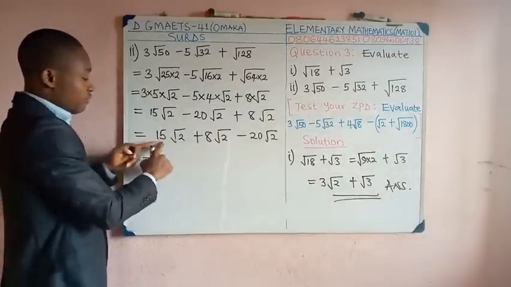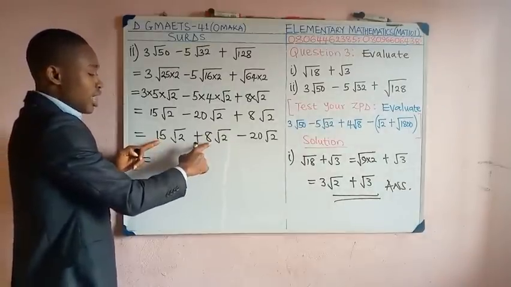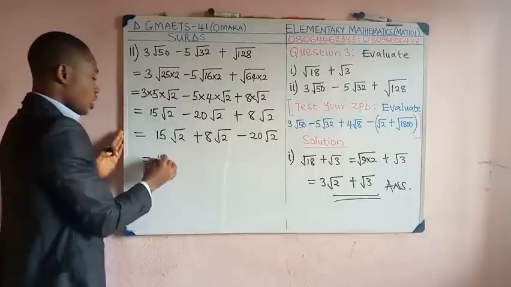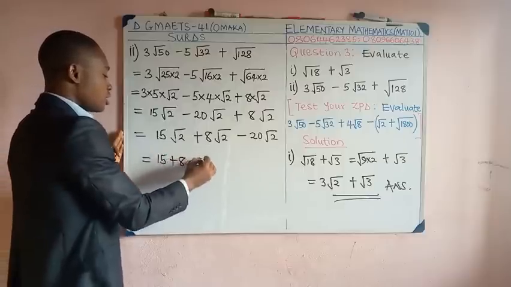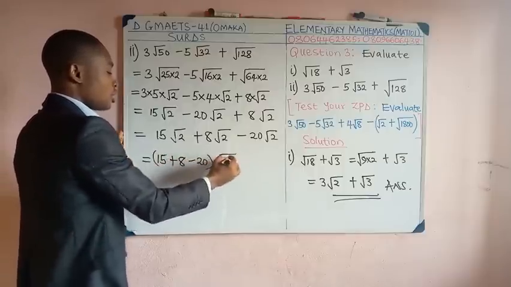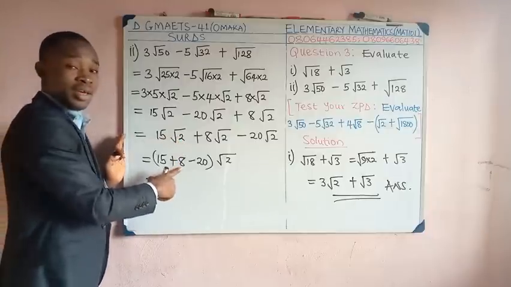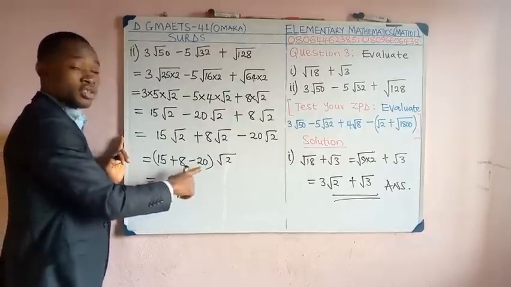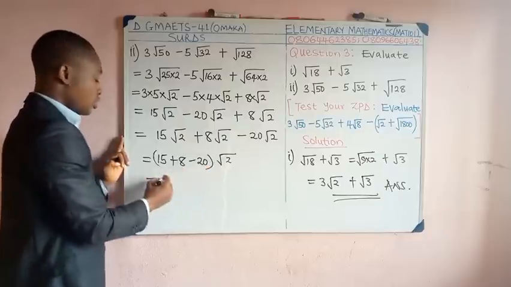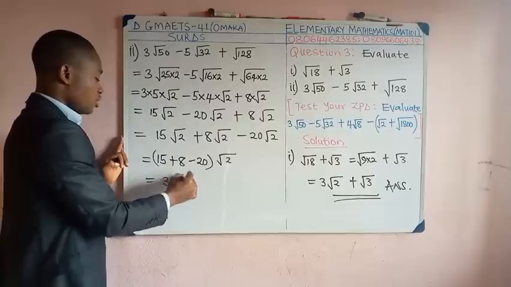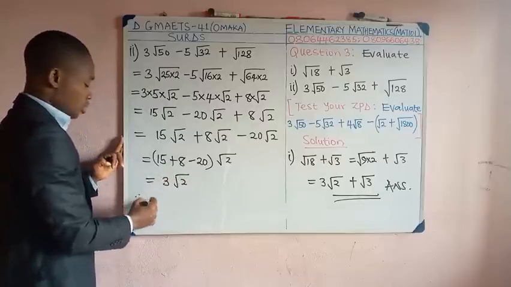We can work out this 15 plus this 8, then minus 20. That's what we're going to get: 15 plus 8 minus 20. Then we factorize the common surd, which is root 2. 15 plus 8 is 23. 23 minus 20 is 3. Then times root 2. So that gives us 3 root 2. I guess we're done with the question.